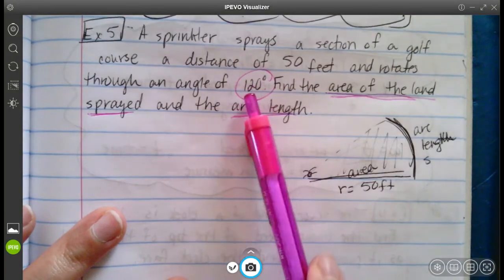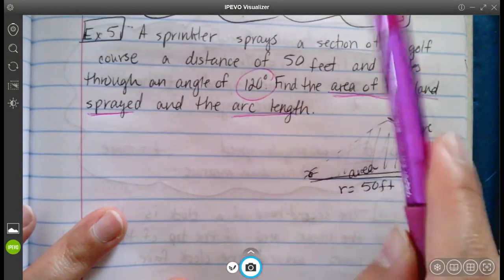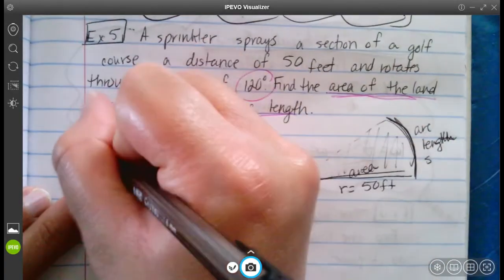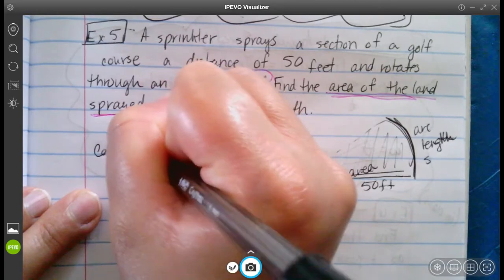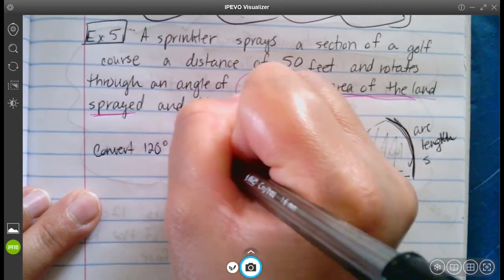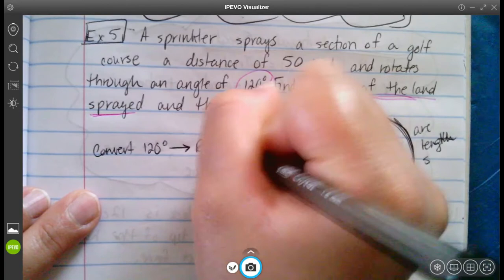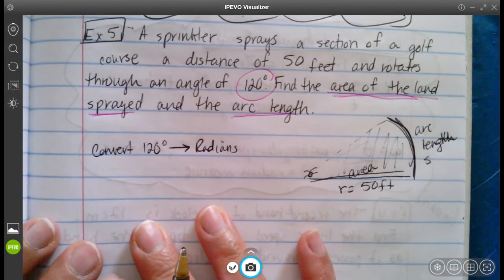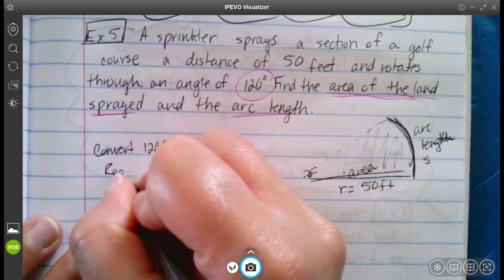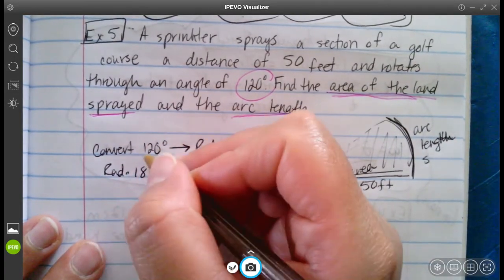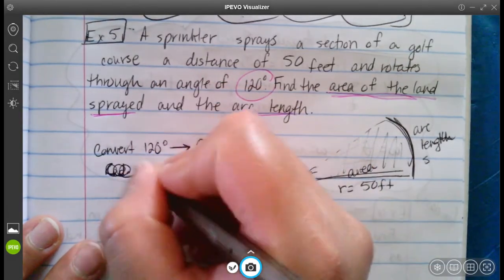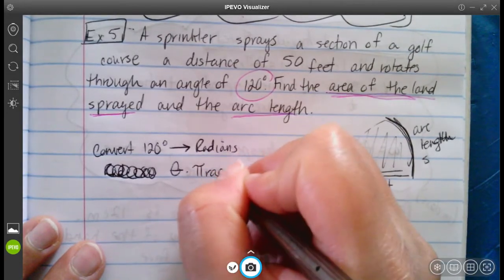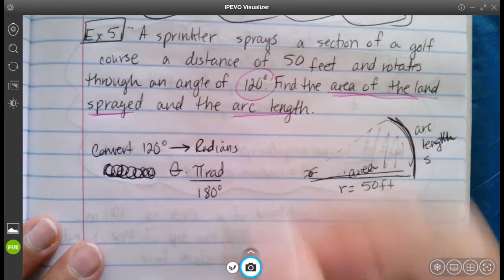There's a problem. This is in degrees. Our formula says we have to do this in radians. So the first thing you need to do is convert this one. We're going to convert 120 to radians, because for us to use the formula, we have to use radians, okay? So let's do that first. Degrees to radians is theta times pi radians over 180 degrees.